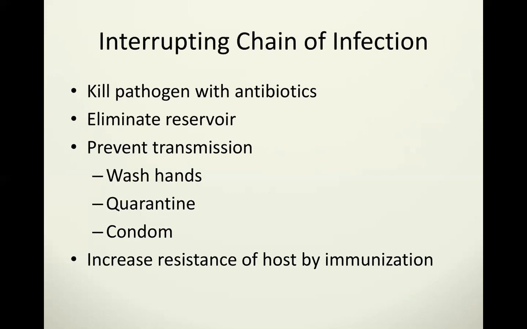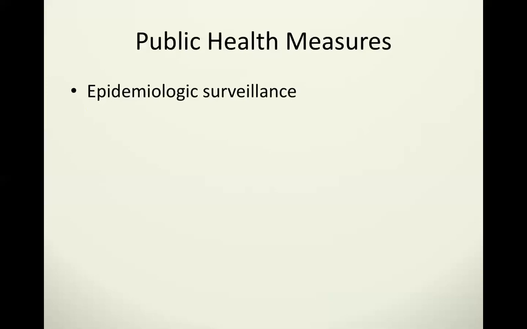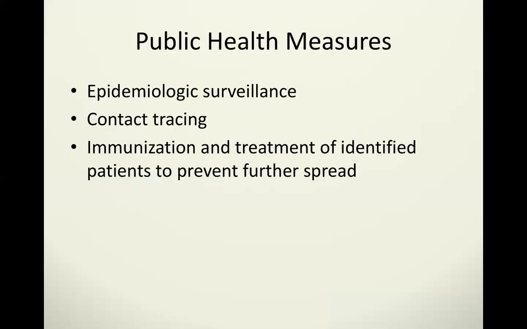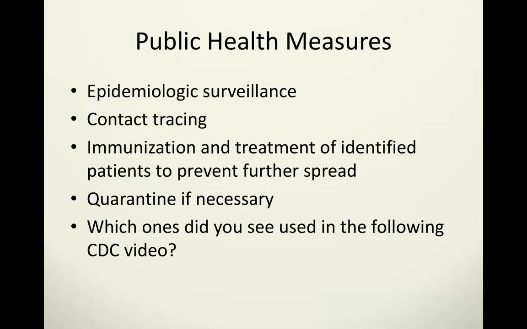And then condoms have been used as a barrier to stop the spread of infectious disease. And then, of course, increasing the resistance of the host by immunizations. Vaccines have been very important in building and controlling resistance to diseases. So, there are public health measures.